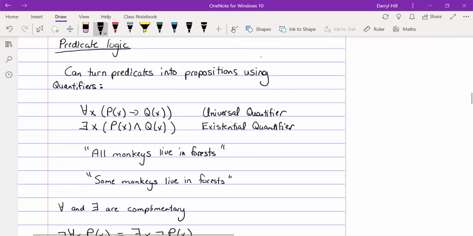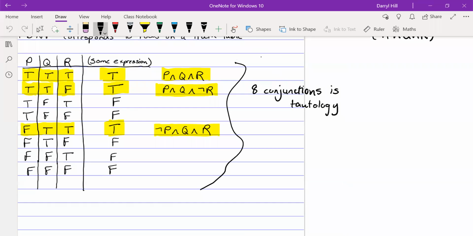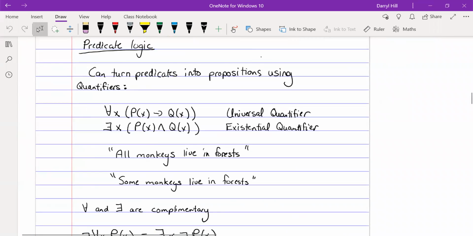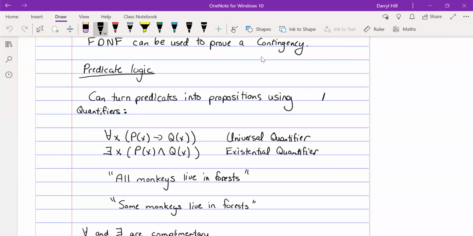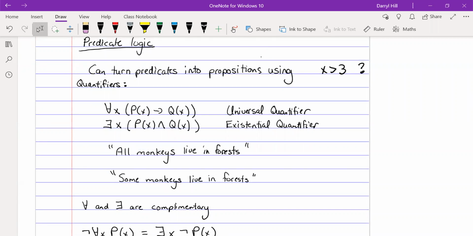Okay. Predicate logic. We can turn predicates into propositions by using quantifiers. So typically, if I say something like x is greater than 3, I don't know what the truth value is. But if I use quantifiers, then there is a truth value. Now they're not quite as precise as knowing, so if I gave x a value, then I could say whether that's true or false. So quantifiers are usually a little more abstract in that they don't really specify a precise value, but they do allow you to have a true or false value.